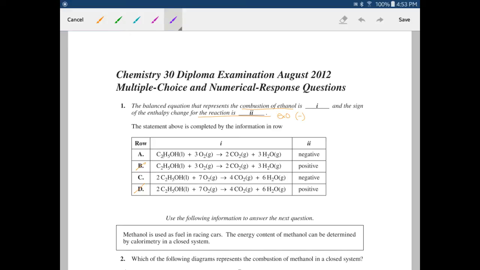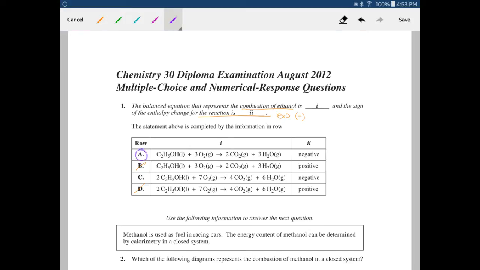If we take a look at A, I see I have 2 carbons on my reactant side, 2 carbons on my product side. I see that I have 6 hydrogens on my reactant side, and I have 6 hydrogens on my product side. I have 7 oxygens on my reactant side, and I have 2 times 2, which is 4, plus 3, and 7 oxygens on my product side. So I would say that A is my correct answer.